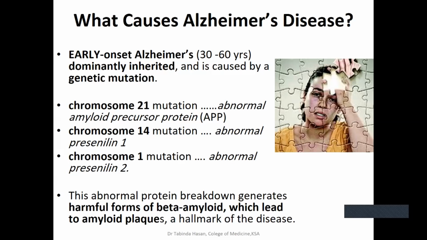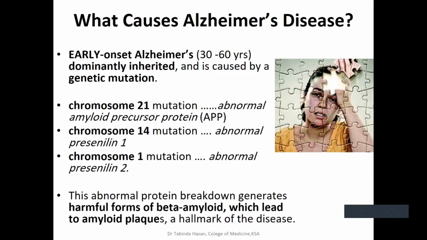And I would be talking about genetic mutation a little bit later. I would explain in more detail. So there are chromosomes that are responsible for the mutation. There is mutation or an alteration in the chromosomes. There is chromosome 21 mutation, there is chromosome 14 mutation usually, and chromosome 1 mutation, although these are not the only chromosomes that are mutated.